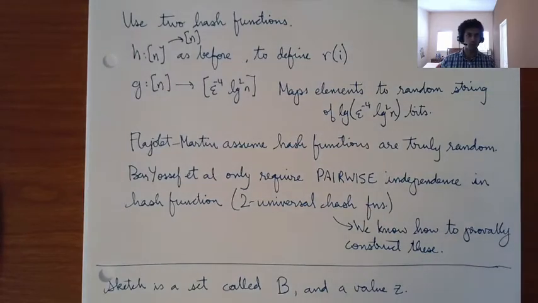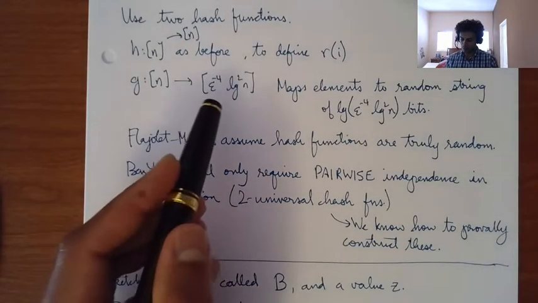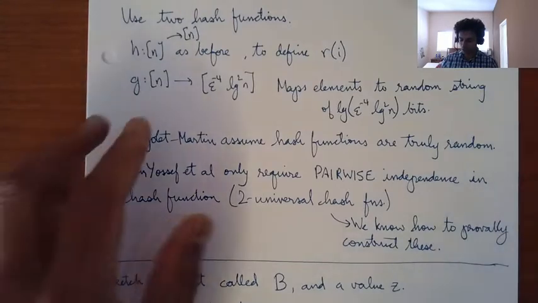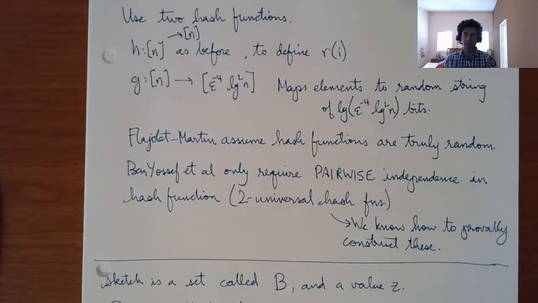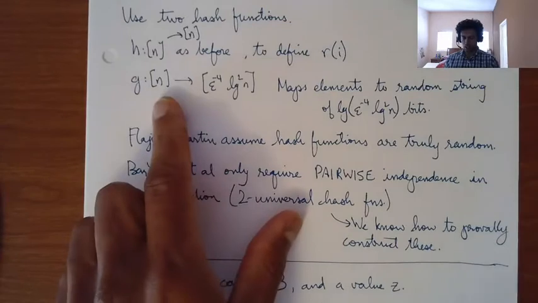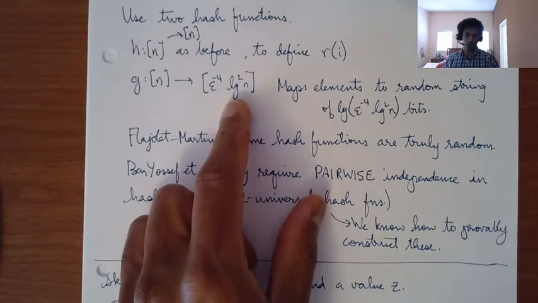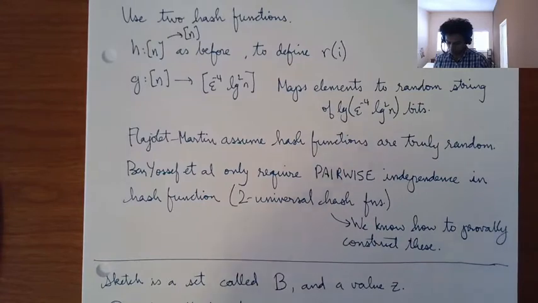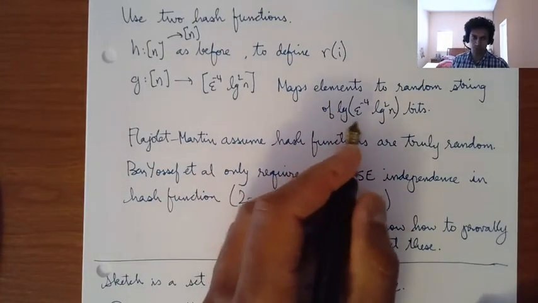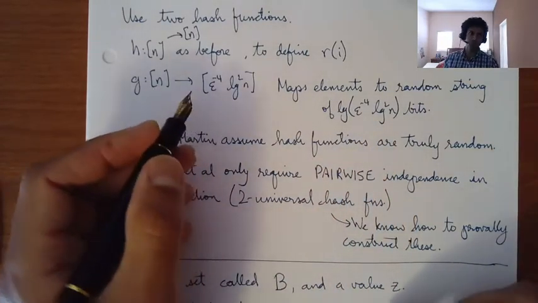You'll see that I'm going to use this hash function because it's too expensive to store elements explicitly, and I'm going to use this hash value under G. So what G does is it's sort of reductive, right? It maps the universe into a much smaller universe. It maps elements to a random string of essentially log of epsilon to the -4 log square n bits, right? So the universe is going to be reduced, which means you'll have collisions.